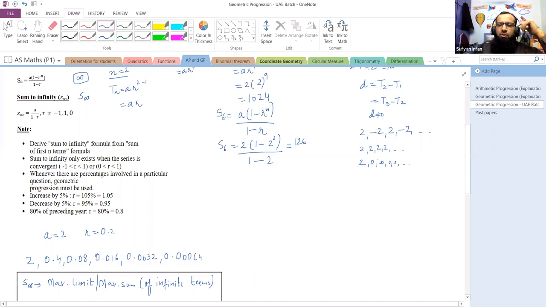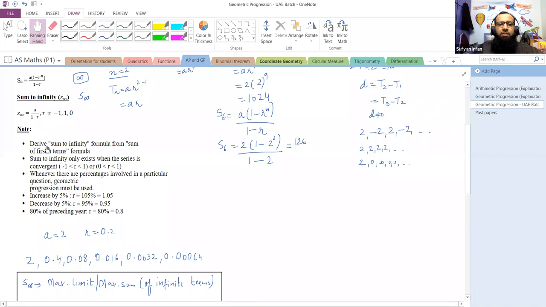So all three sequences are wrong. This means R can neither be negative one, nor one, nor zero. It should not be negative one, one and zero, right? So if in examination questions we are solving and we are getting the value of D as zero, we are going to reject it. And similarly, if we get the value of R as negative one, one or zero, we are definitely going to reject these values of R because these are not the correct values.